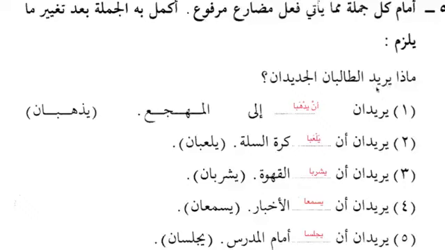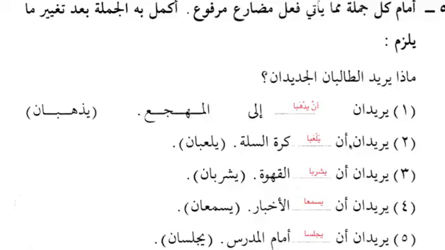So here's an example. ماذا يريدان الطالبان الجديدان. So what do they want? So يريد is they want, and it was the fail, it's looking for marfu, that is the marfu. الطالبان, two students, two new students. What do the two new students want? So يريدان, so we know يريد will have المصدر مؤول أن plus فعل مضارع منصوب. So how do we make mansub for duals? Is by حذف نون. So يريدان أي يذهبا إلى المحجئ, to the center, to the hostel.